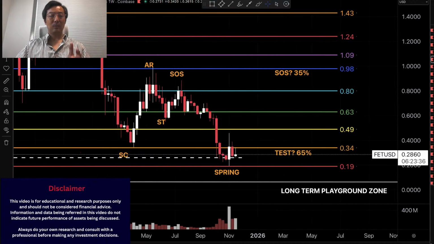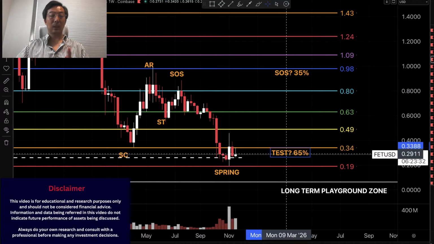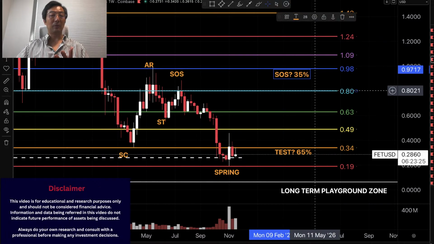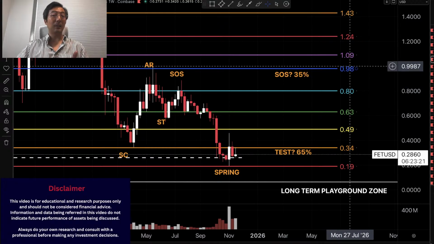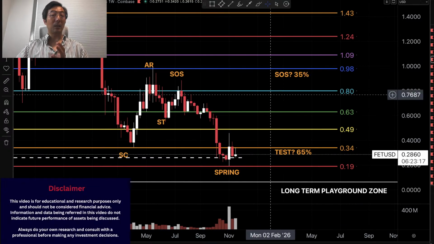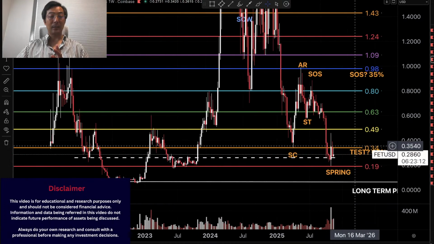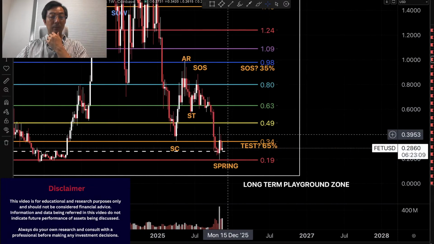Last time we talked about there will likely be more tests before coming back to the sign of strength, meaning a level above the light blue key level of 80 cents. It may even challenge the 98 cents. But remember, after a sign of weakness, it can also come down to further tests again, just like what happened in the past, or if you look at other charts.